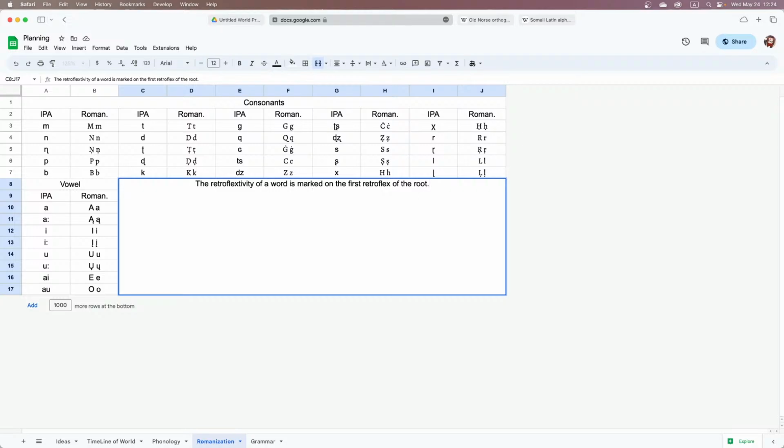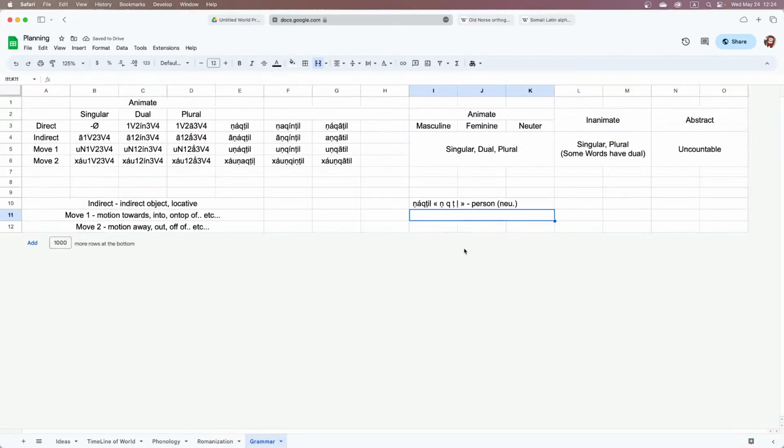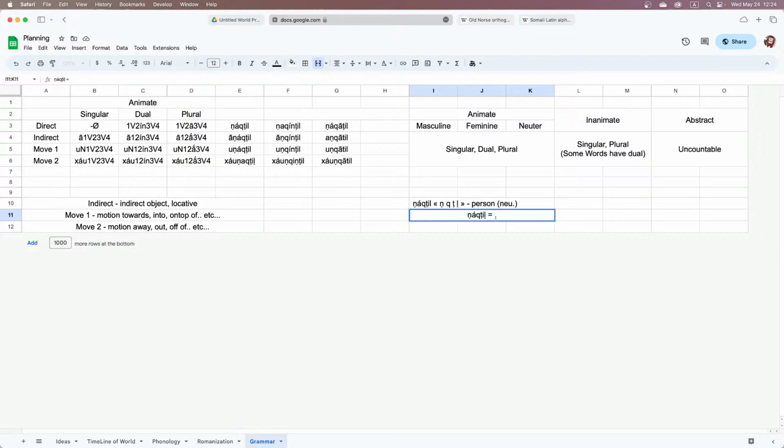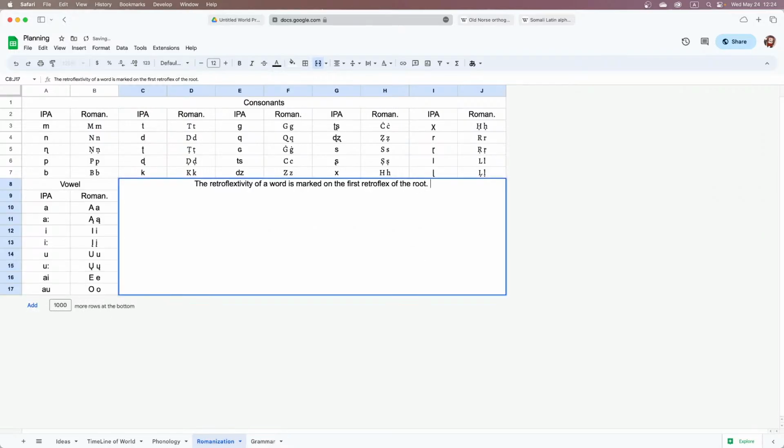Yeah. So the retroflex is marked on the first retroflex of the root. So instead of writing out all the retroflexes like this, you just have to worry about writing the first retroflex, unless it is, unless Q is always marked. Oh, see ya, Leo.